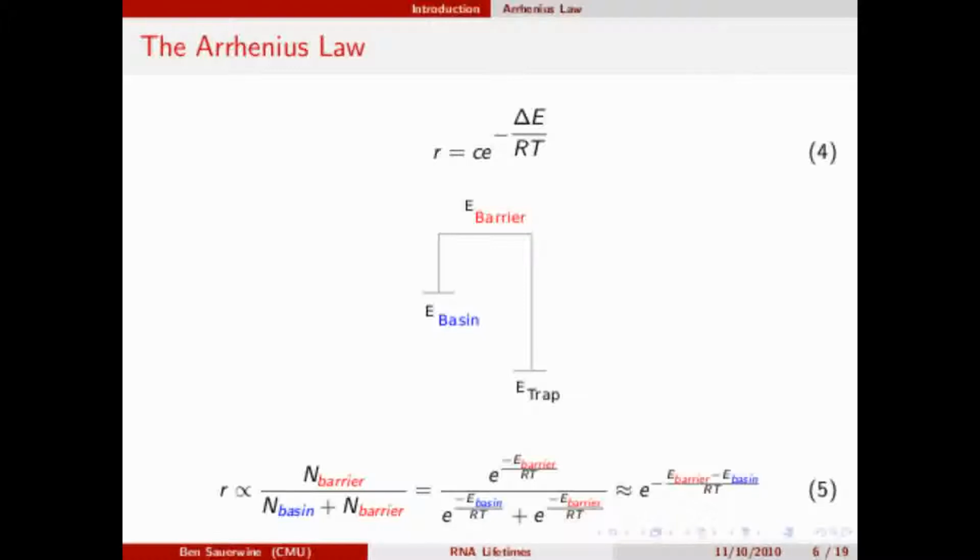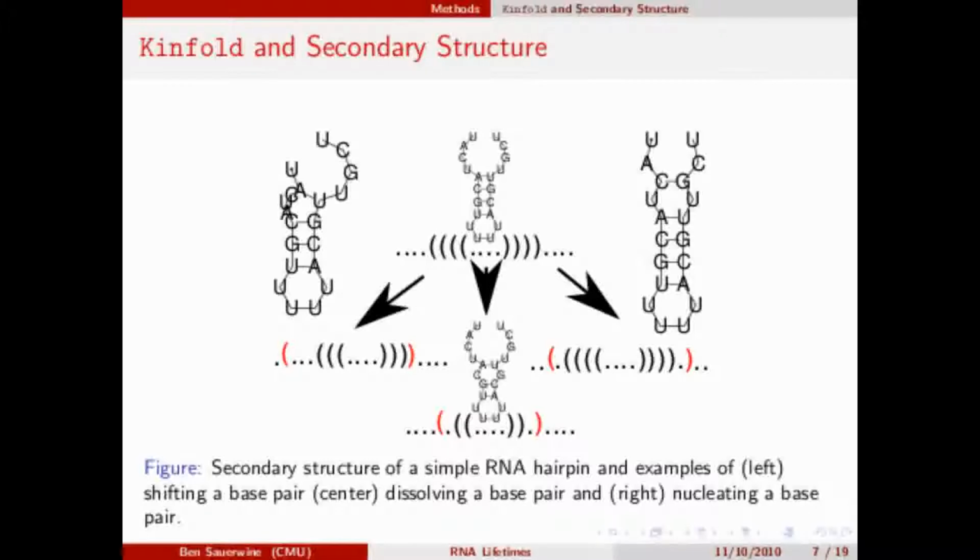So the rate to reach the trap is going to be proportional to how many particles are in my barrier state versus in the basin state. So here I can calculate that in the canonical ensemble, and you see there in equation 5, if the barrier state is relatively high energy compared to the basin state, then the denominator is going to be dominated by the energy of the basin, and I retrieve my Arrhenius law there in the approximation where basin energy is much lower than barrier energy. Now I want to move on to my methods.